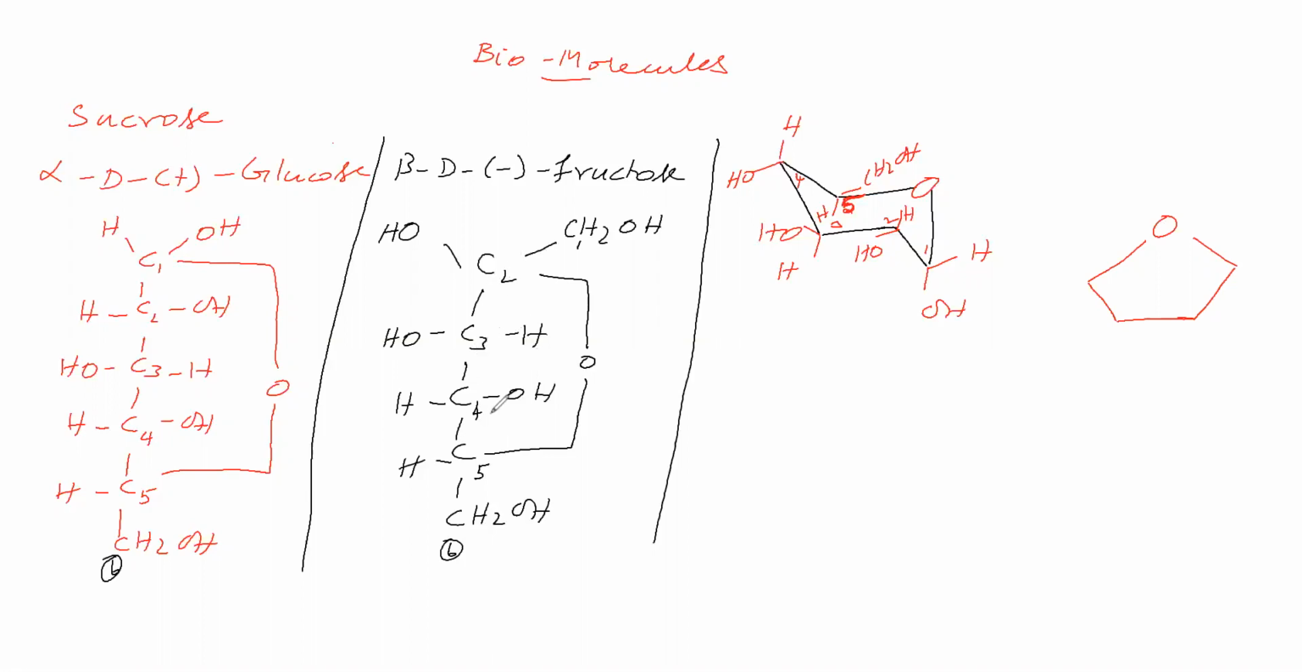Means C2 carbon, C3 carbon, C4 carbon, C5 carbon, that we will write. Now we will write C2 carbon, C3 carbon, C4 carbon, and C5 carbon. So in the cycle, C2, C3, C4, C5 carbons are there, that we have mentioned. Now in the C2 carbon, CH2OH is there on the right side, that we will write at top. Why? Right side we have written at top.